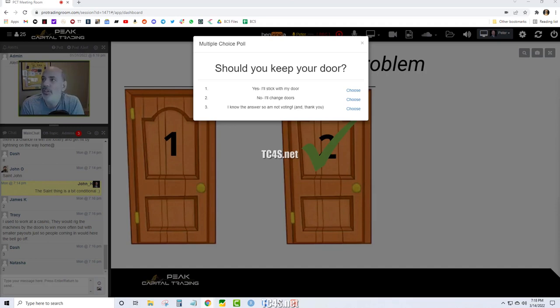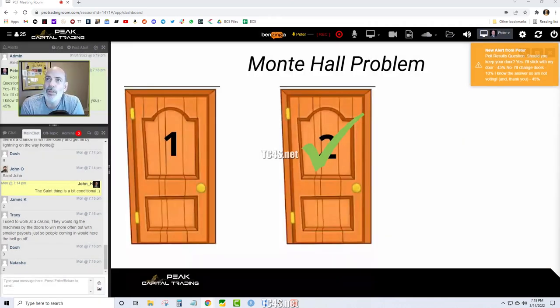So, interestingly, here's our responses. 45% of you said that you would stick with your door. 10% said that you will change doors, and almost half of you already know the answer to this problem. But what's interesting is, out of those of you that don't know the answer, 90% said that you are going to stick with your door. And that's the general inclination for most people.